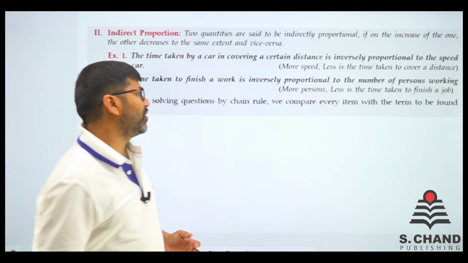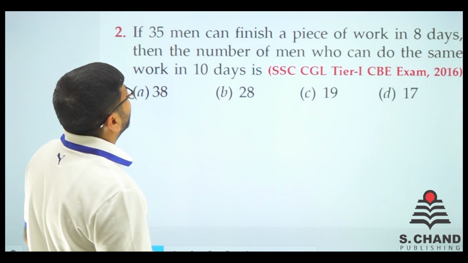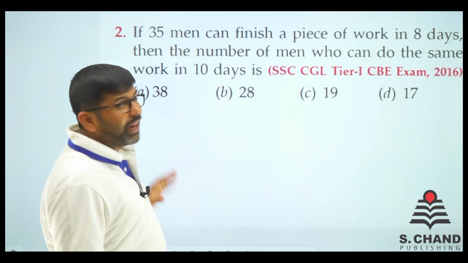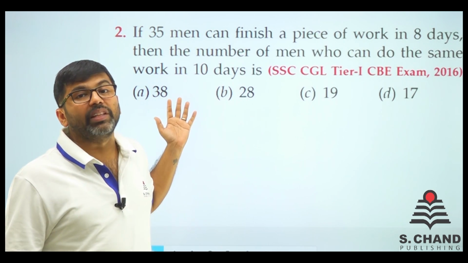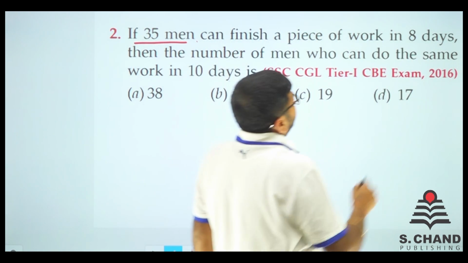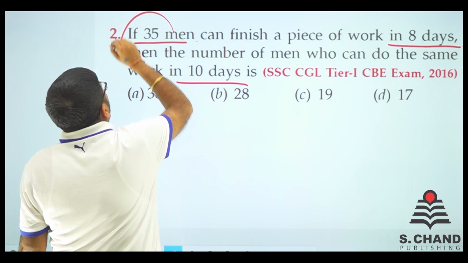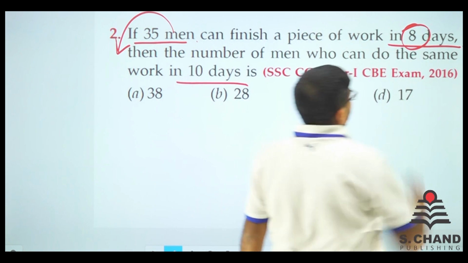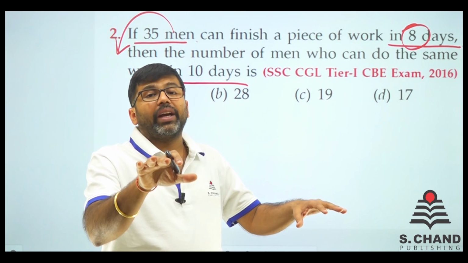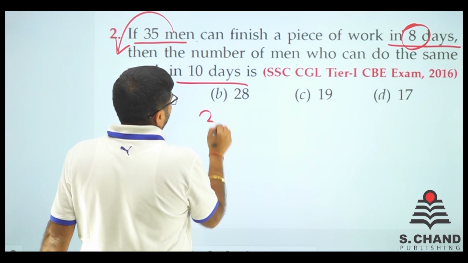Let's bring the questions. So question number 2, what does it say? If 35 men can finish a piece of work in 8 days, then the number of men who can do the same work in 10 days. First thing first, let me ask you, ये directly proportional है कि inversely proportional है? अगर हम 35 men लगा रहे हैं, work is in 8 days, अगर 10 days में काम करना है तो लोगों को कम करना पड़ेगा, because inversely proportional है days and number of workers.